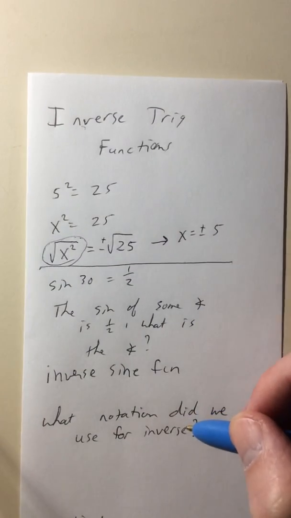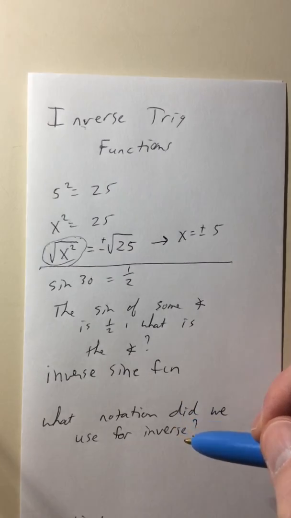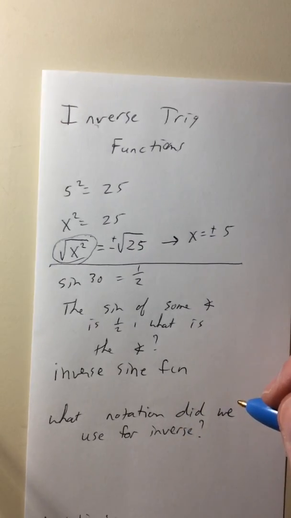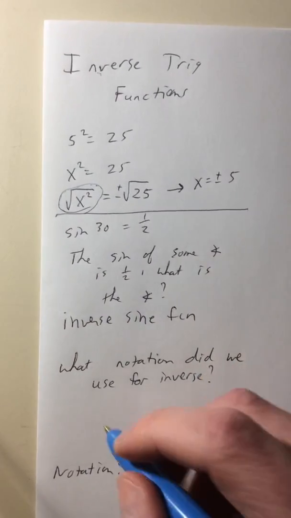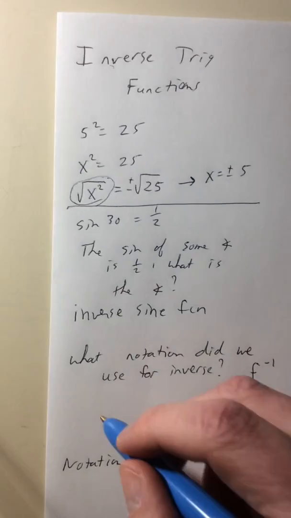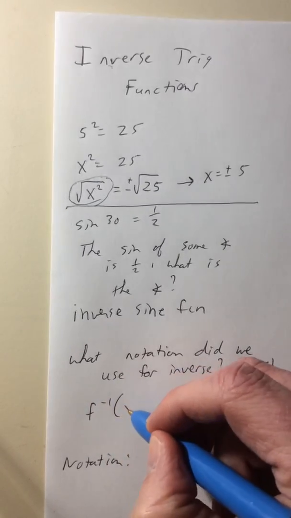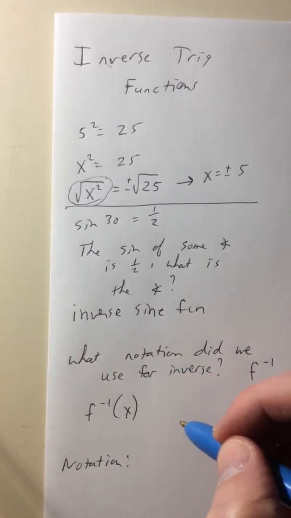And what notation did we use from back in the day for inverses? And hopefully you all remember that notation was the -1 exponent. I'm going to put that right over here. So the -1 exponent indicates our inverse situation. So if we want to talk about an inverse function, we have f to the -1 of x. That's the way we indicate an inverse.